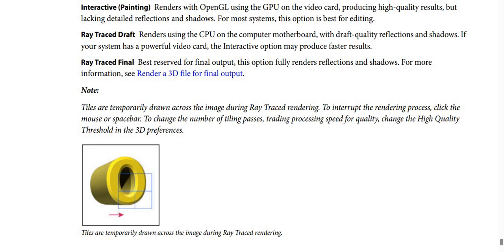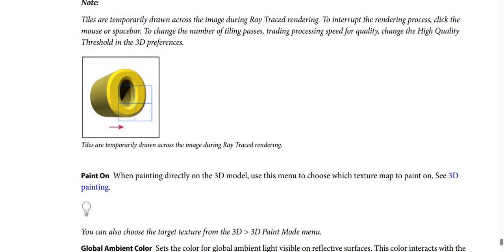Tiles are temporarily drawn across the image during ray traced rendering, by the way. To interrupt the rendering process, you should click the mouse or press the space bar. You can change the number of tiling passes, trading processing speed for quality, and change the high quality threshold in the 3D preferences. Like the next image now. This image now explains for you, by the way, that tiles are temporarily drawn across the image during ray traced rendering.